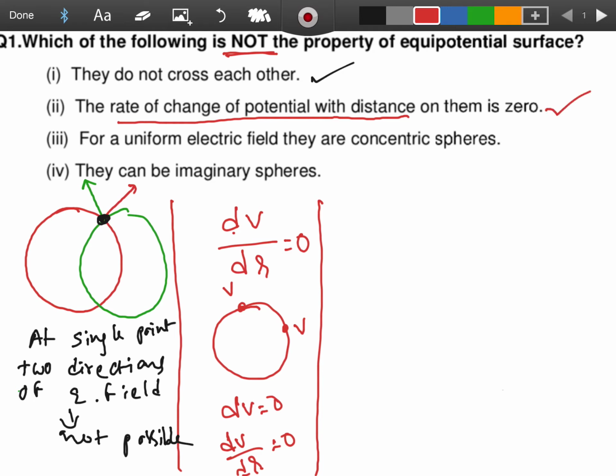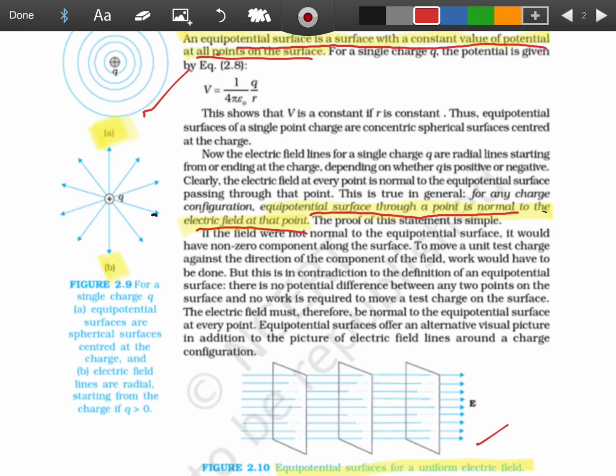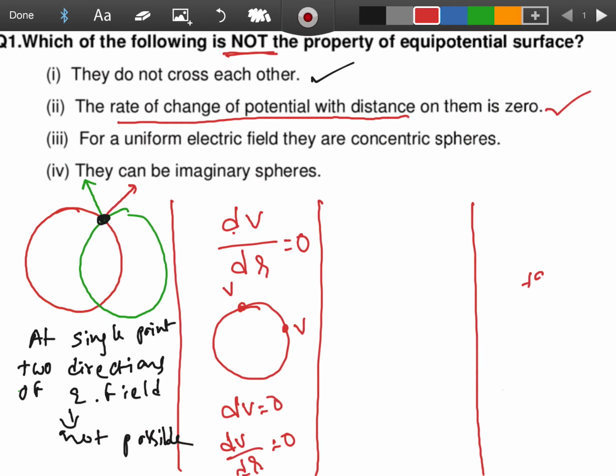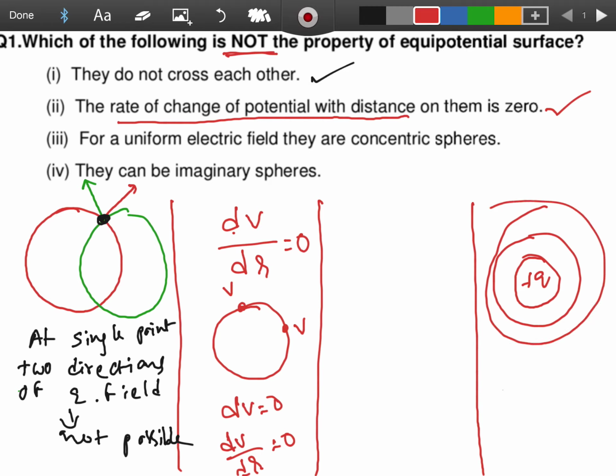Now we will go for the third option. Before going to the third option, let us quickly go to the fourth option. They can be imaginary spheres. Here you see the equipotential surfaces for a single charge, they are imaginary spheres, right? See, this is a single charge. Equipotentials for this one are concentric spheres. So this is also a right answer. Now we are left with only one option, for a uniform electric field, they can be concentric spheres.